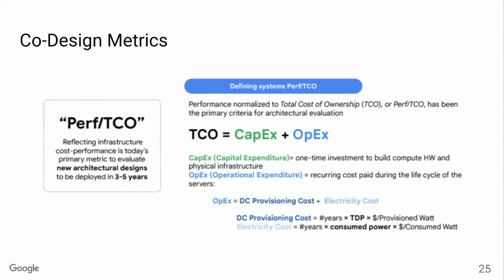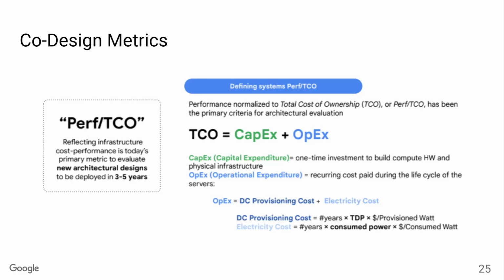CapEx is the cost of the stuff. It's the chip, the fans, the boards, the racks, the data center network infrastructure, the CPUs. It's the bill of materials that goes into building the chip. The OpEx is how much it costs to run the chip. It changes over time. Currently, we use 6 years operational. So basically, this is the cost of power for 6 years.